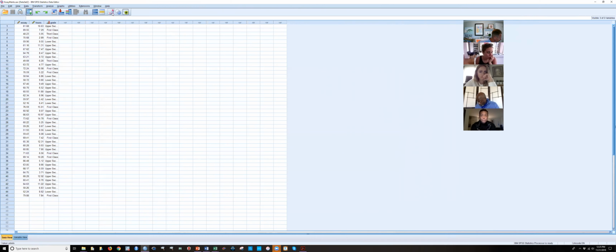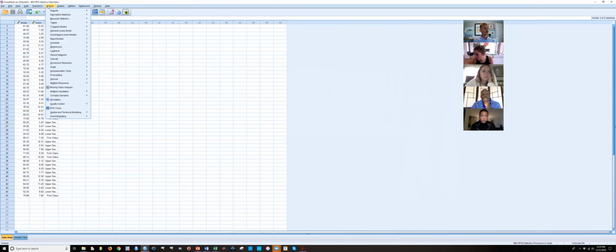So first things first, using the data, find out the relationship between the time spent doing an essay and the eventual mark in terms of percentage and degree class. So let's do percentage first. To do that, we would go to analyze, we would go to correlate, and we would go to bivariate because we only have 2 variables.